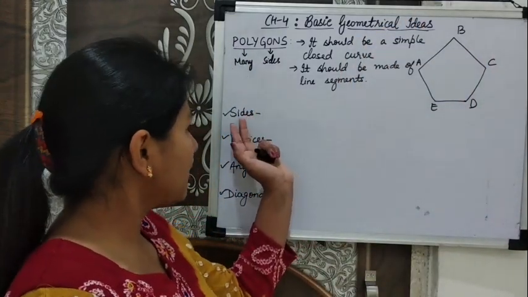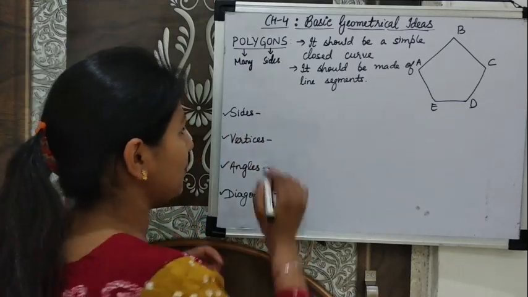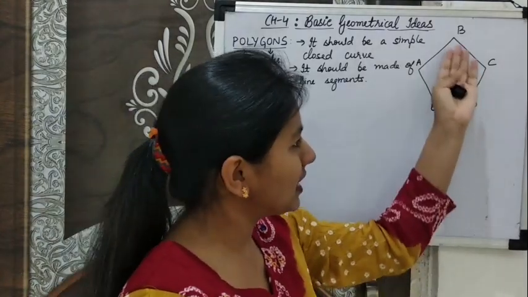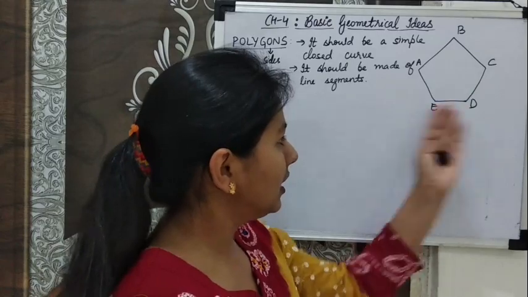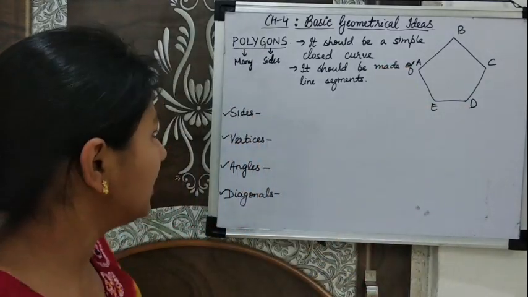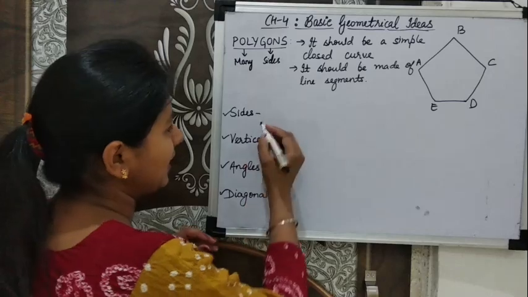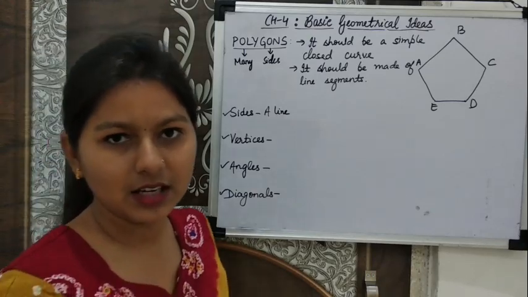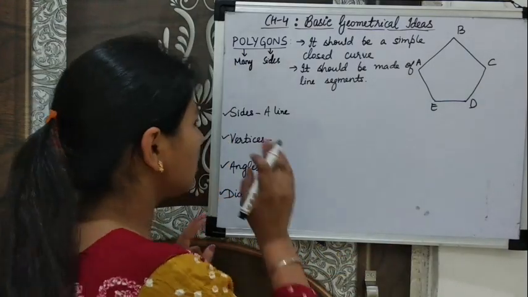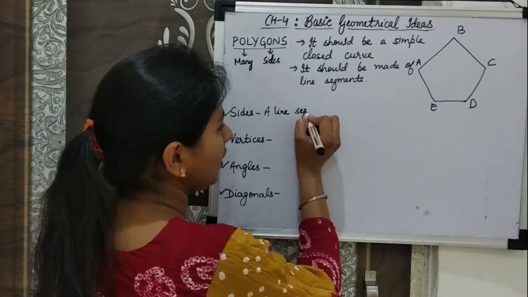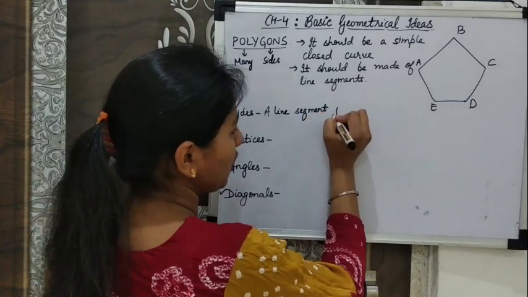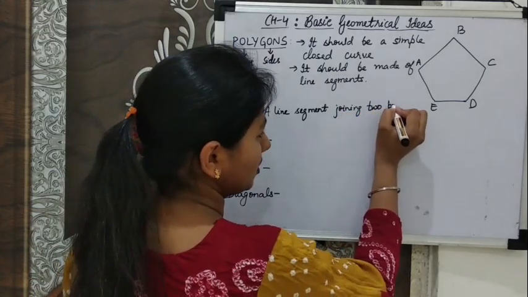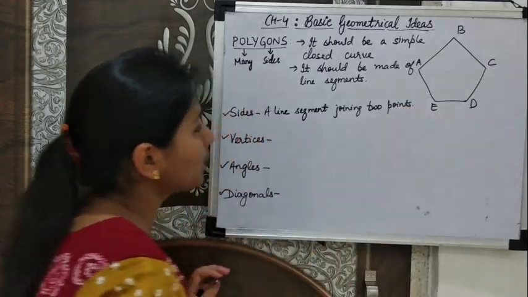Okay, now the first point is about sides. Sides क्या है? Like you can say that AB is a side, BC is a side, CD is also one side, DE and AE. These all are sides. ठीक है, तो पहले sides को हम define कैसे करेंगे? A line segment. You all can see that sides are a fixed distance. ठीक है, ये infinite distance नहीं होती है. So it is a fixed distance. That's why we will call it a line segment joining two points.